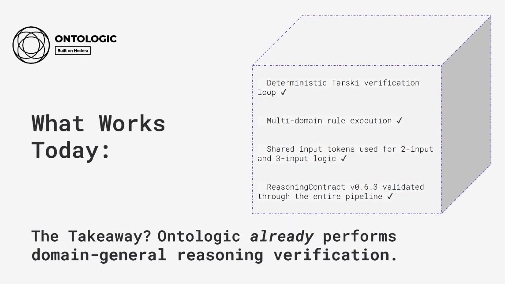This is what's working today. We're on v0.6.3. Here are the main takeaways. We have a deterministic Tarski verification loop. We have multi-domain rule execution. We have shared input tokens used for 2 and 3 input logic. So we're able to represent what red and blue mean in different domains using cyan, magenta, etc. Reasoning contract 0.6.3 is validated through the entire pipeline. Ontologic already performs domain general reasoning verification.